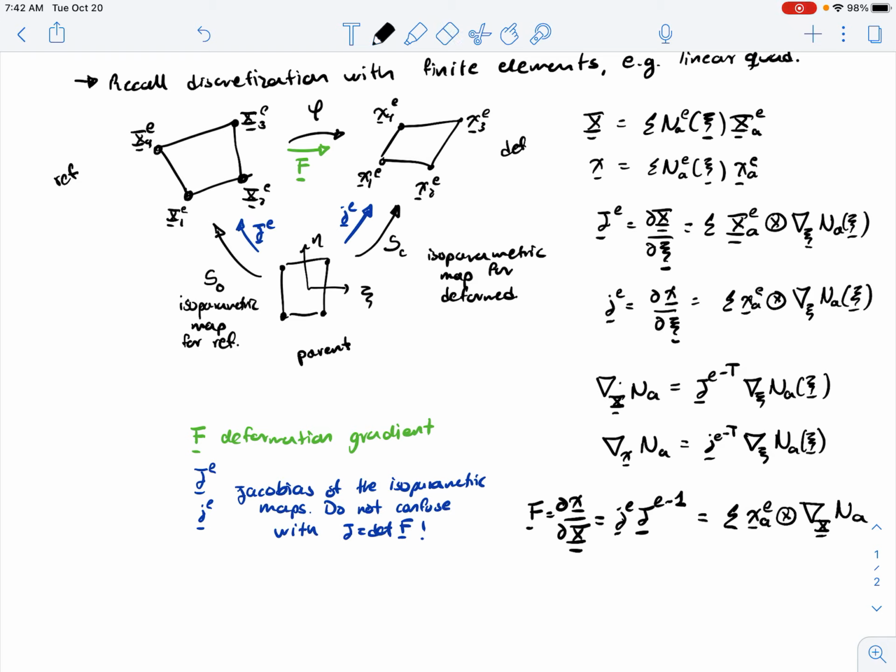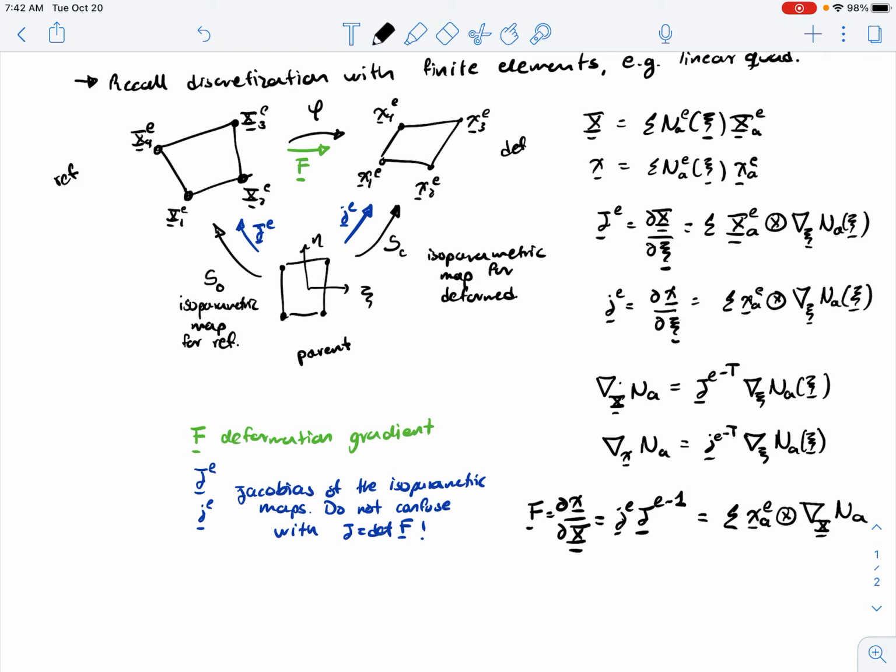So this gradient is with respect to the parent domain coordinates. This one is the easier one, the one that you can calculate in a straightforward way, because you have the shape functions in terms of xi. This just means take the gradient with respect to xi. So that one you can do analytically, and you can code it.